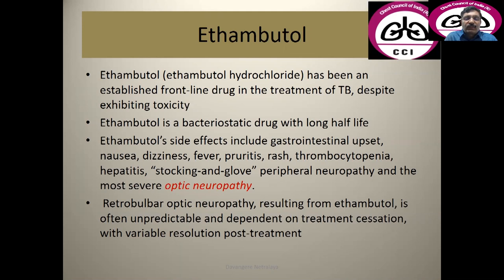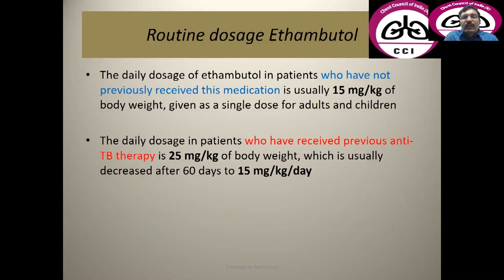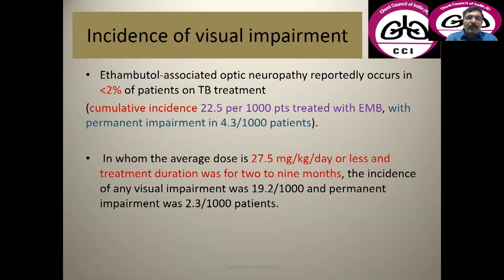The optic neuropathy which results from ethambutol is basically retrobulbar optic neuropathy, which is most often unpredictable and dependent on treatment cessation, and it has a variable resolution post-treatment. The routine daily dose of ethambutol in a tuberculosis patient varies. Those who have not previously received this medication tend to be given 15 mg per kg body weight as a single dose for adults and children. Those who have previously received ATT tend to be given 25 mg per kg body weight, which usually decreases after 2 months or 60 days to 15 mg per kg per day.